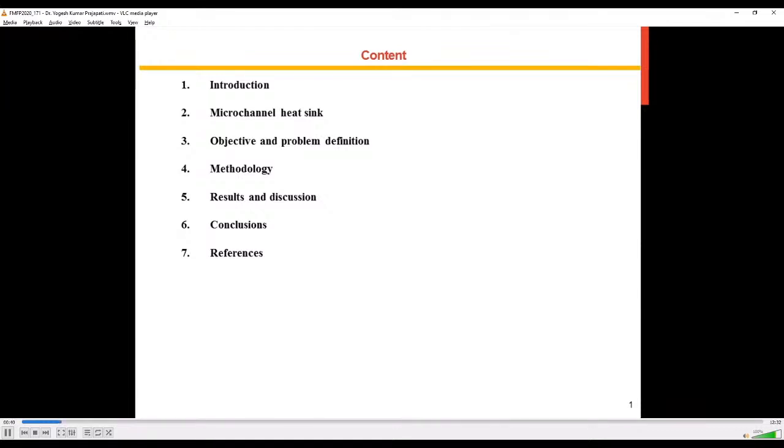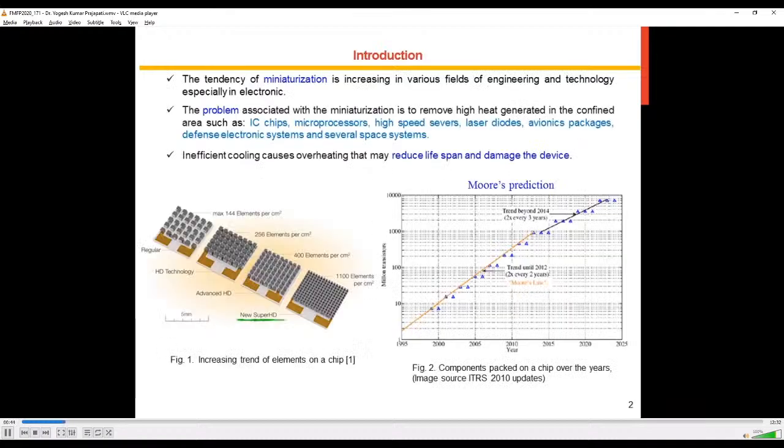It is well known that with time, the tendency of miniaturization is increasing in various fields of engineering and technology, especially in electronics. At the same time, it is desired to increase the performance and output of the engineering devices. Henceforth, it becomes challenging to remove high density heat from a confined area. Inefficient cooling causes overheating that may reduce lifespan and damage the.